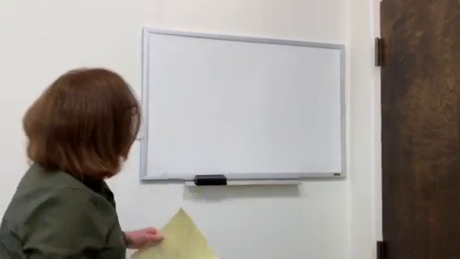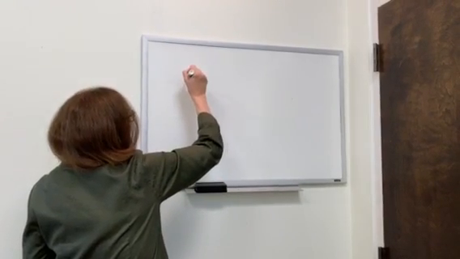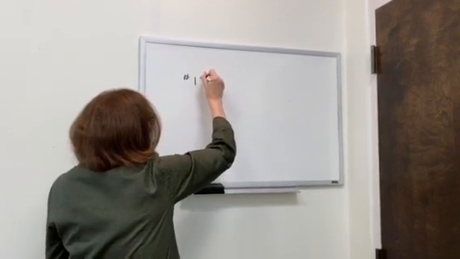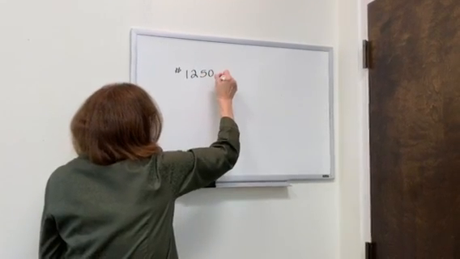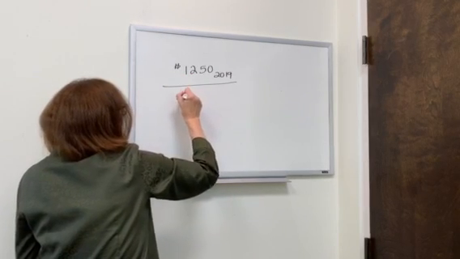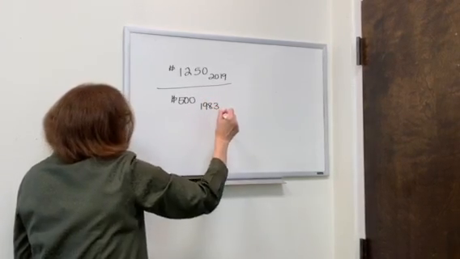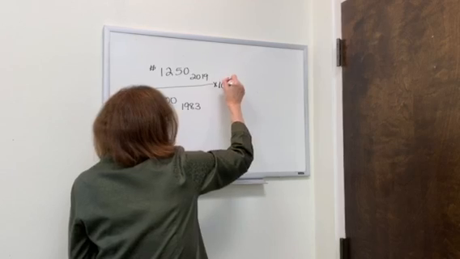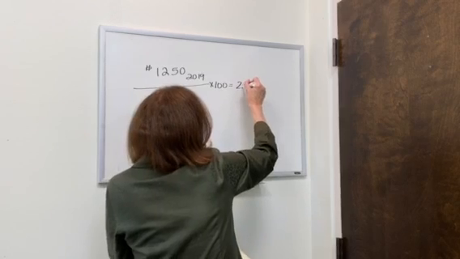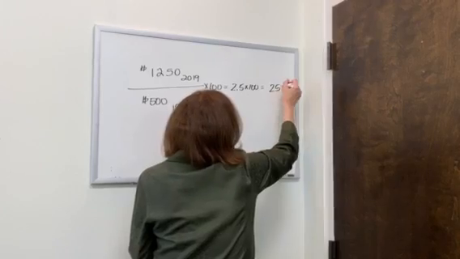Okay, so if the market basket in 2019 cost $1,250, and in the base year, that market basket cost $500, what you get is a Consumer Price Index of 250.